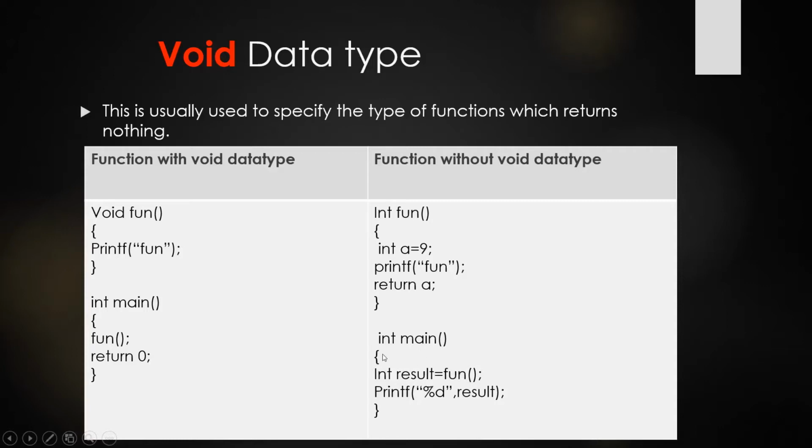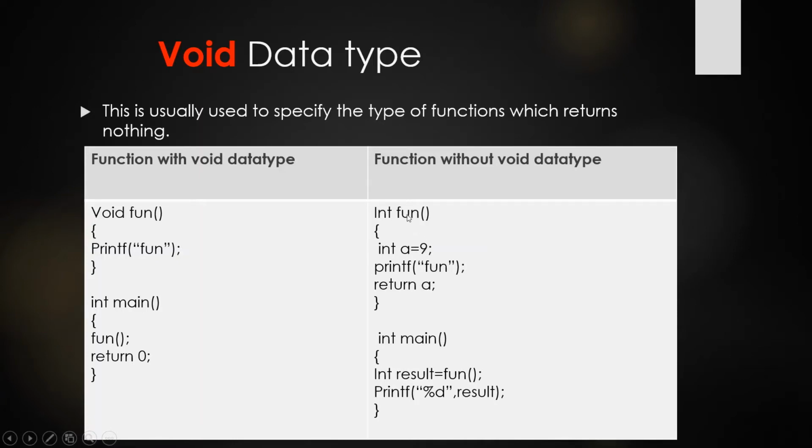The execution will be like this here. It will enter into result equal to fun here. It will call the fun function. Now the fun function is of int type. It's not void. Int means it should return something here. See, I have defined a variable int a equal to 9. I'm printing fun. It will print fun first here. Since I had defined a equal to 9 here, it will return the variable 9 here.